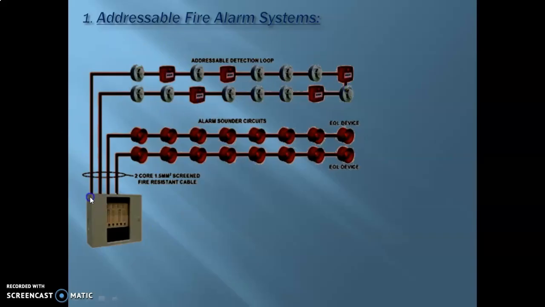You can see that it starts off from the fire alarm control panel, goes on to all the devices, and then loops back from the last device and connects back to the panel. The same thing is applicable for all your notification devices and notification appliance circuits. Of course, we'll be getting to the types of circuits at a later stage.